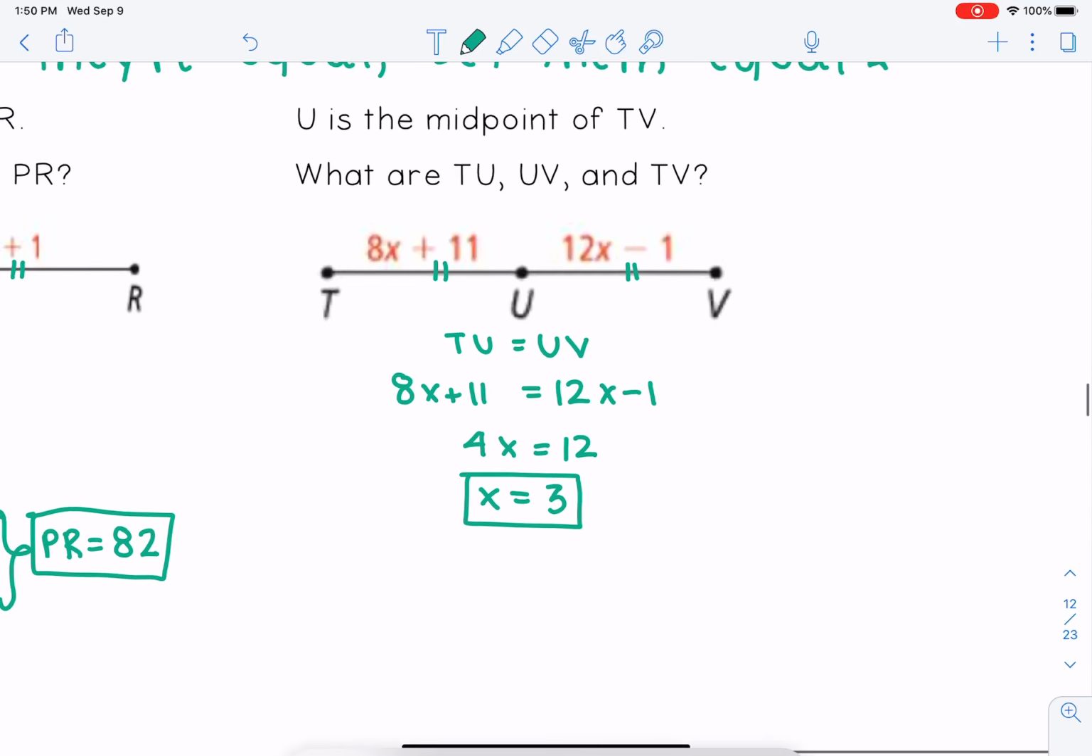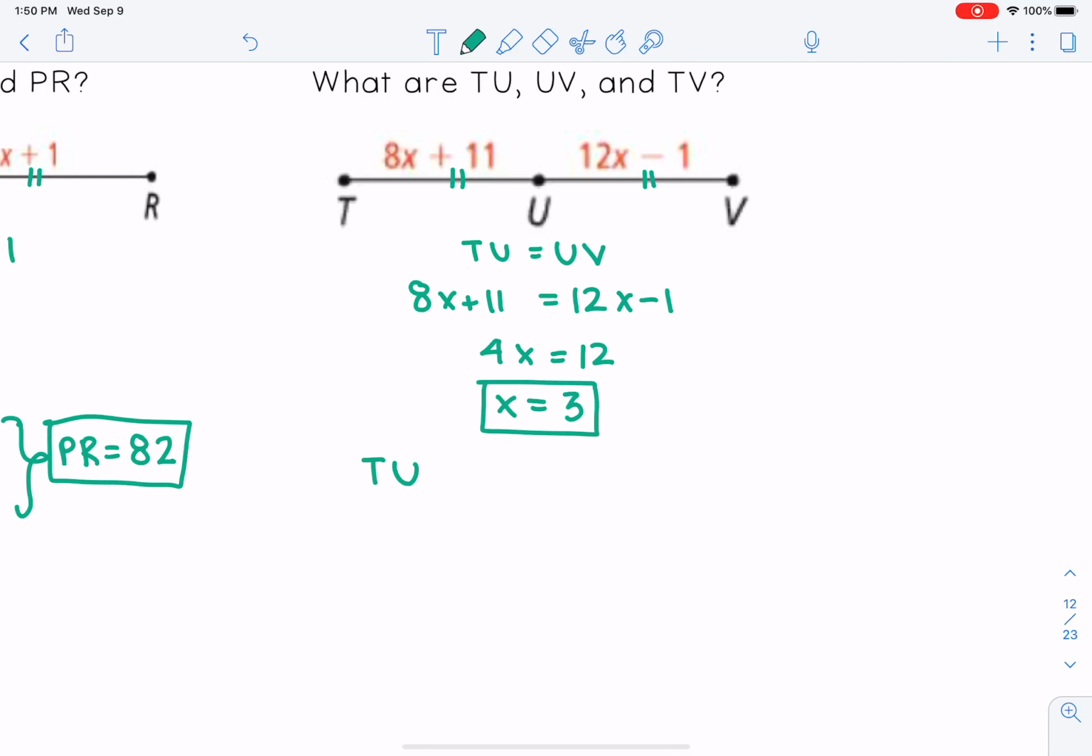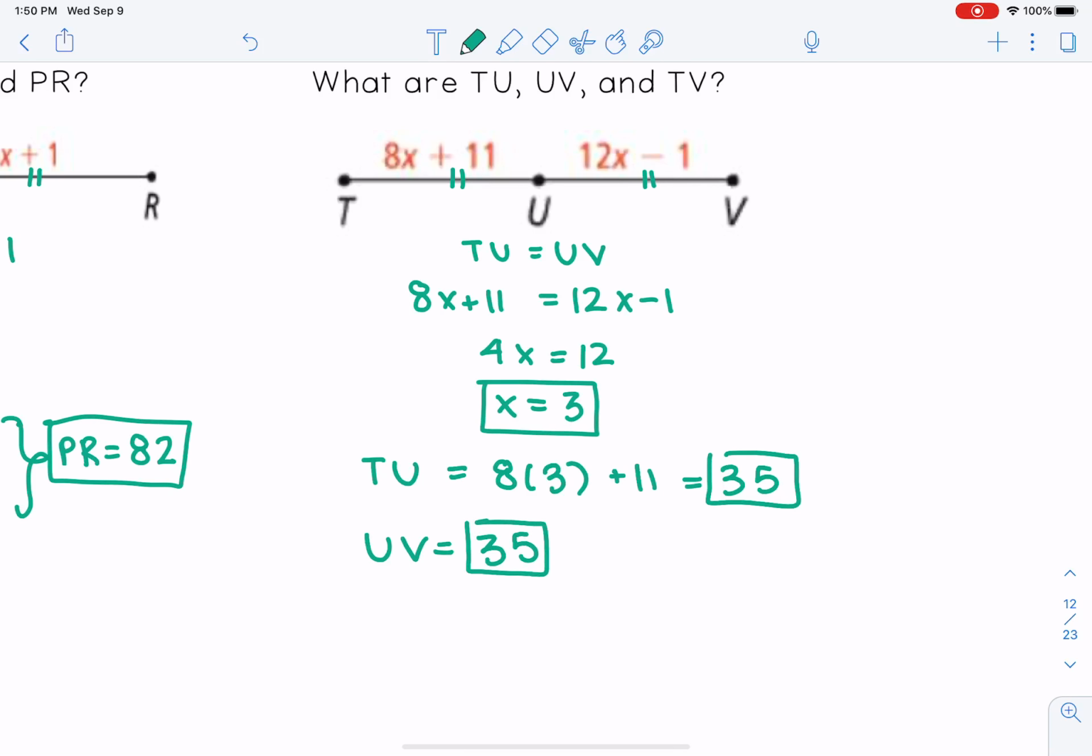Which means TU is 8 times 3 plus 11, which gives me 35, which is the same as UV. And if they're both 35, they have to add up to TV, which would be 35 plus 35, which would be 70.